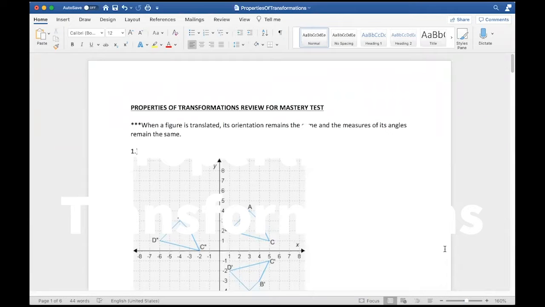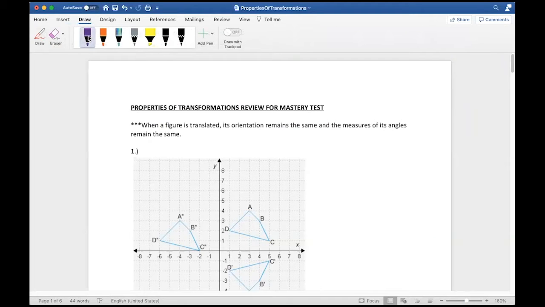Okay, so to help you out with your properties of transformation, to get ready for the mastery test, I just want to review a few things, and then feel free to go back to the video to help you as well during your mastery test. This is difficult and new information for you. So, all right, to review, let me just click here so I can write on the screen.